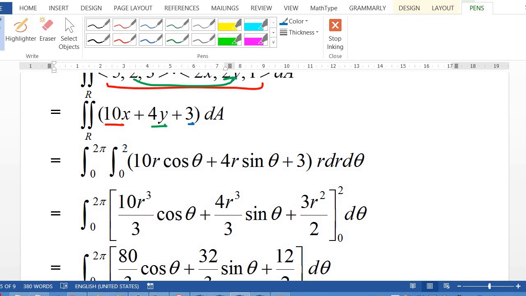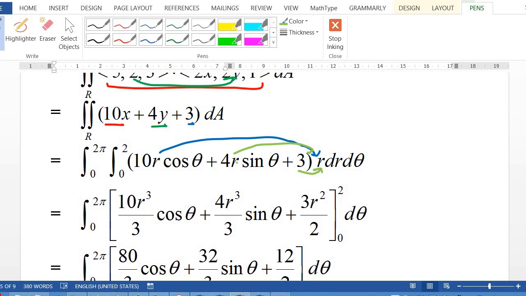So that's why dA changes to r dr dθ. The limit of r is 0 to 2, and the limit of theta is 0 to 2π. x changes to r cos θ, y changes to r sin θ, and 3 remains 3. Integrate with respect to r first. Don't forget outside we still have r here. So integrate 10 r² cos θ, which becomes 10 r³/3 cos θ. And don't forget the second term, multiply by the r. The third term is also multiplied by r before integrating with respect to r.